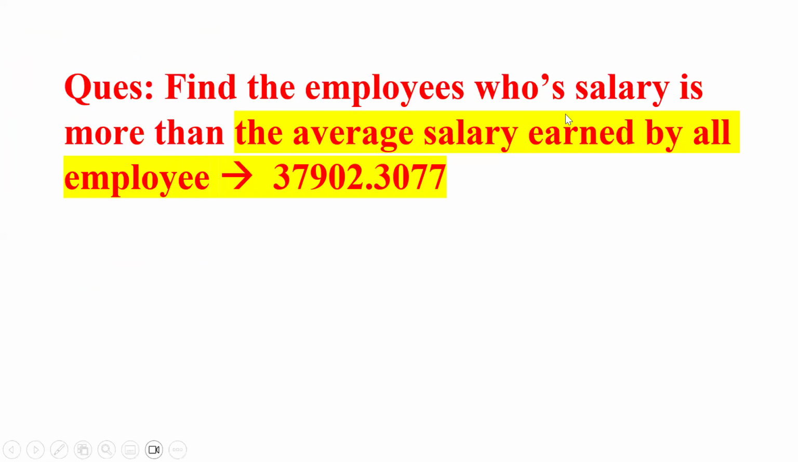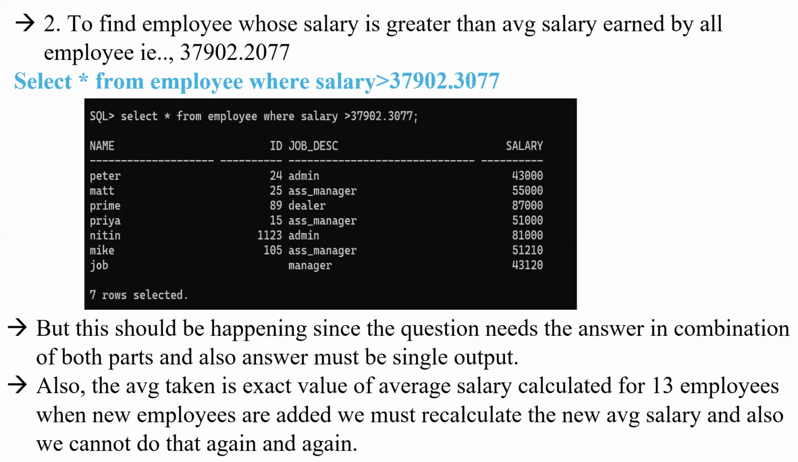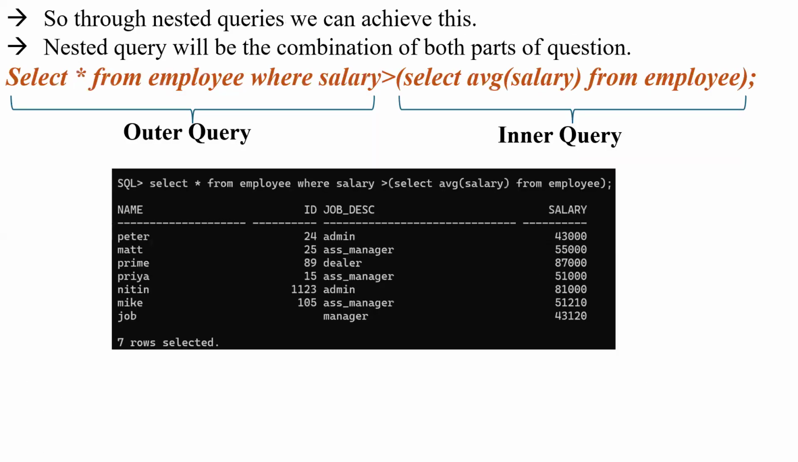So here, find employee whose salary is the outer query, and the average salary earned by all employees is the inner query. So we have solved this first. Through the answer we got, we applied it on this part and we got the right answer. So this is what subqueries are about: a query within a query.